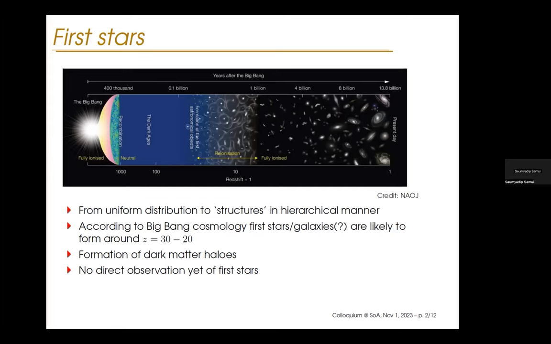So inside a dark matter halo, the gas will form stars. And the initial stars, the first stars, are likely to form, as I already mentioned, around redshift 30 to 20. Whatever I'm talking about, the first stars, first galaxy, we have not seen yet any one of them, because they are far, far away. I can only see with my naked eye the stars of our own galaxy, nothing else. Even with powerful telescopes like the Hubble telescope, we can go up to say redshift 10 or so. That much we can observe. And we're talking about stars which formed even earlier in time, at redshift 30 or 20. There is no direct evidence of these far stars.